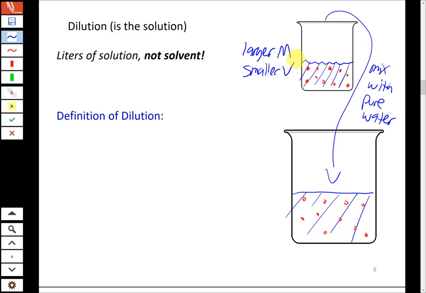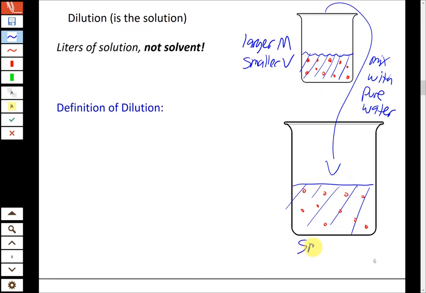All right, so it's a larger molarity and a smaller volume for the initial solution, and then the solution that you prepare after dilution by mixing with pure solvent is going to be a smaller molarity and a larger volume. All right, and that's what it means to dilute. You're changing the concentration of the solution, but you're not adding any additional solute, you're not doing any sort of reaction, it's just changing the concentration of a single solution.